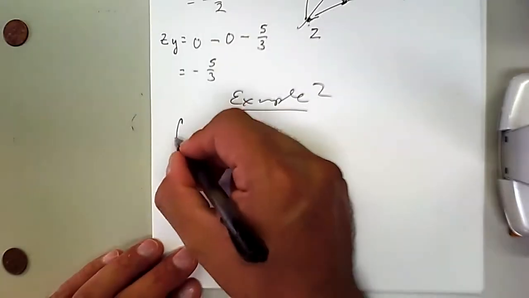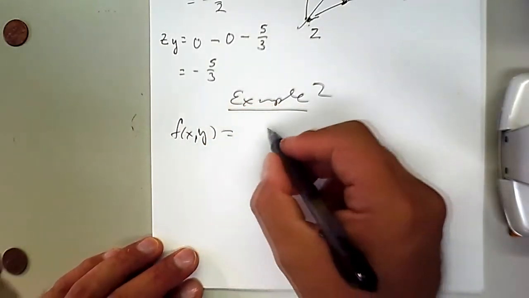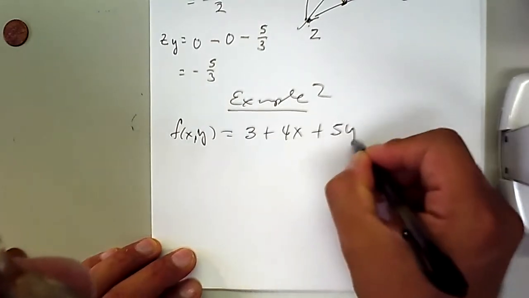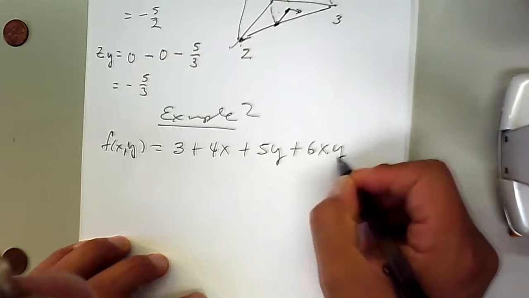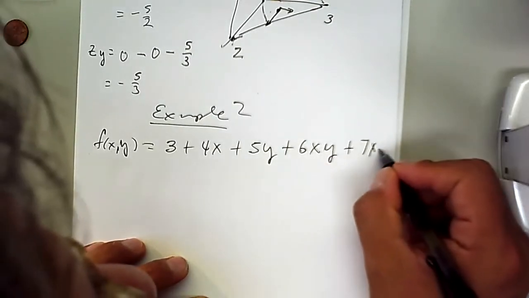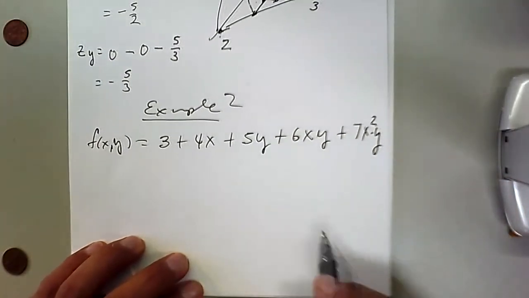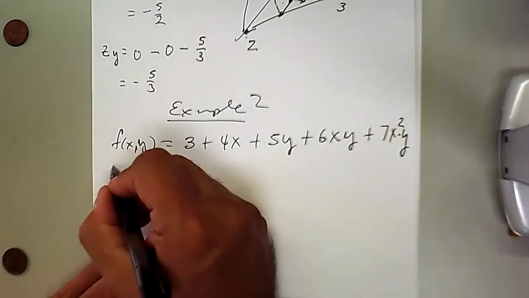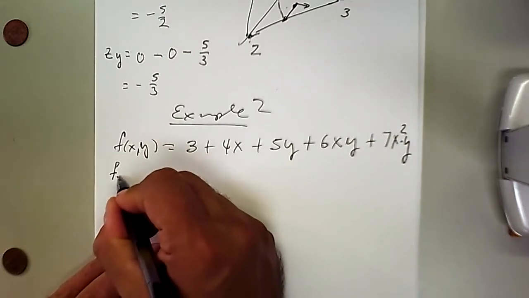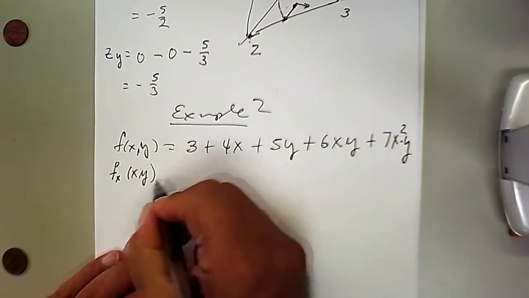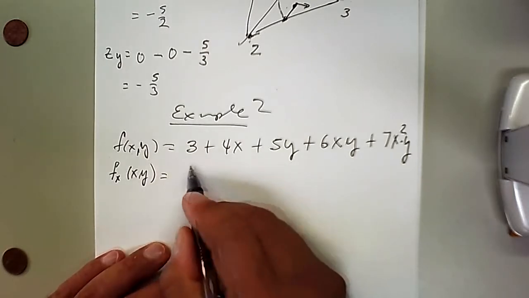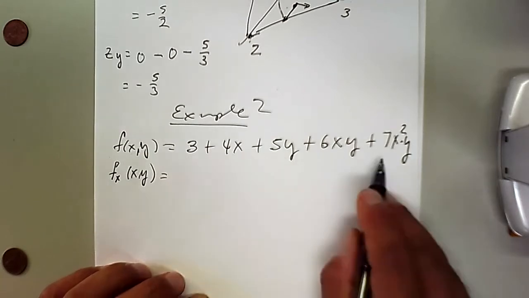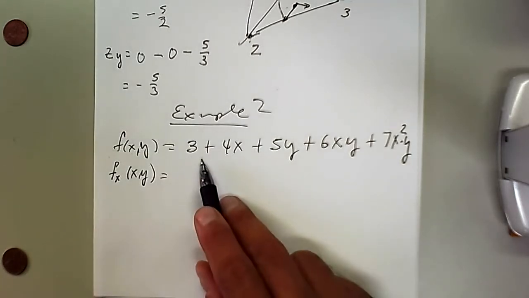Example 2, let's say f of x, y is some kind of polynomial, let's say 3 plus 4x plus 5y plus 6xy plus 7x squared y, just to give an example. So we have 1, 2, 3, 4, 5 terms in this example. So the derivative f sub x, with respect to x, we're going to assume that all the x's are variables and all the y's are constants.